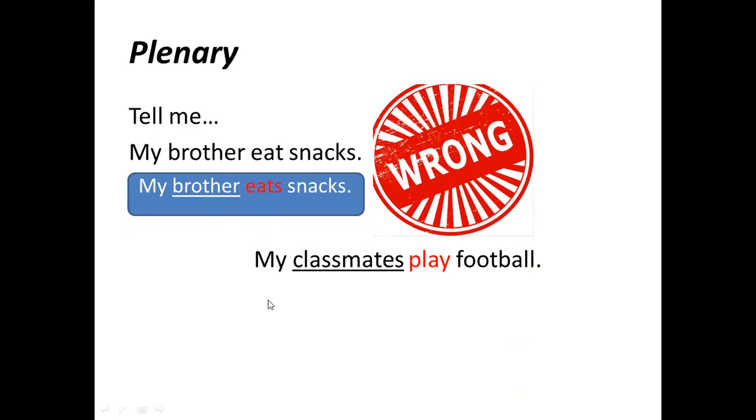Number 2, my classmates play football. Is this sentence correct? Identify the subject first. Classmates, plural. So once again, when the subject is plural, we don't need s in the verb. So this sentence is absolutely correct.